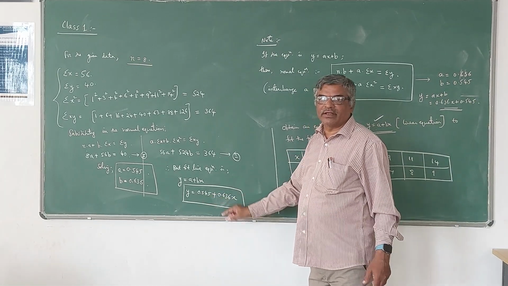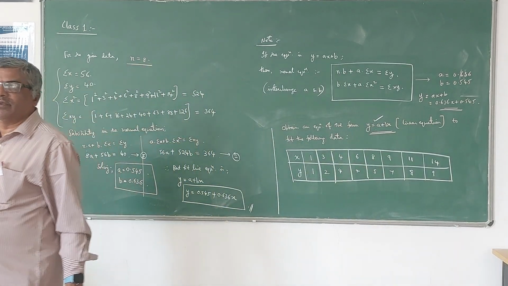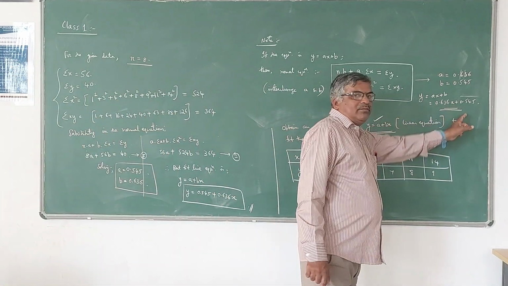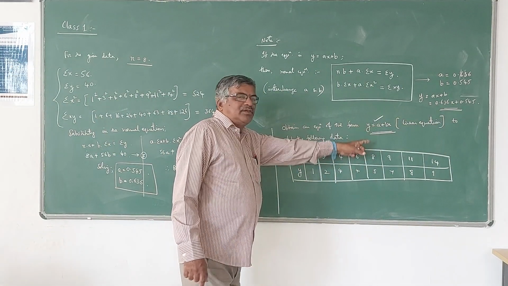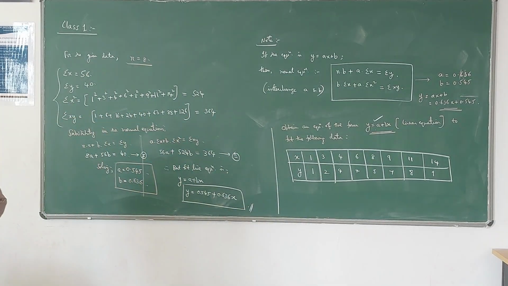In the other equation, we interchange. First the x term, then the constant term. In this equation, first the constant term, then the x term. But anyway, the values of a and b remain the same.